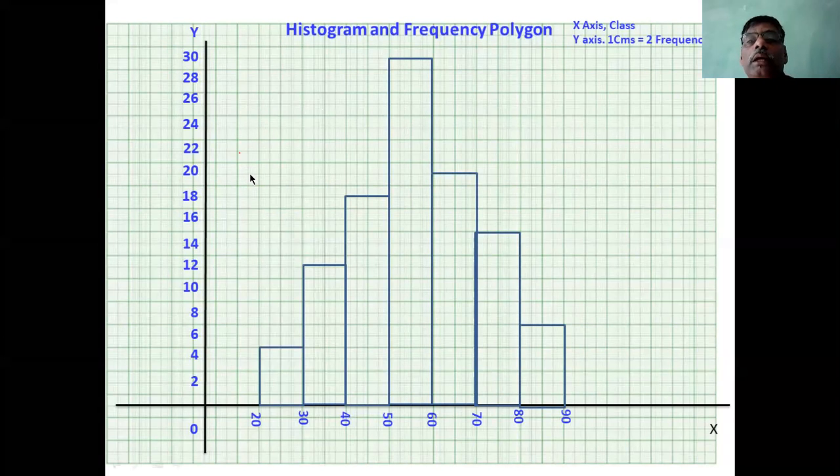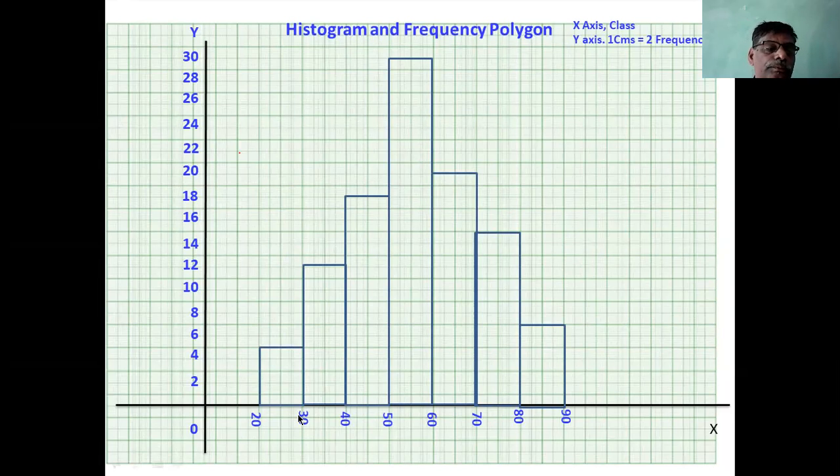Then the second method of graph is the frequency polygon, which is to be shown in this graph. They asked two points. One is the histogram, which is completed. Then along with the histogram, if they ask to show the frequency polygon, you mark the midpoint of the rectangle, the top of the rectangle in the middle.